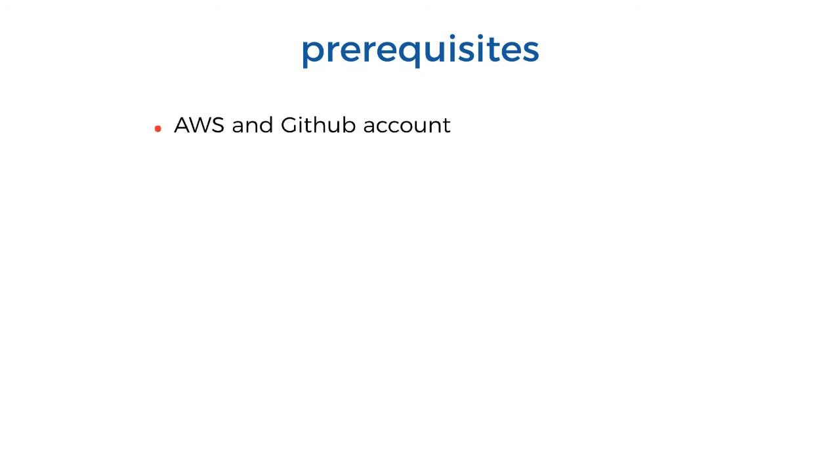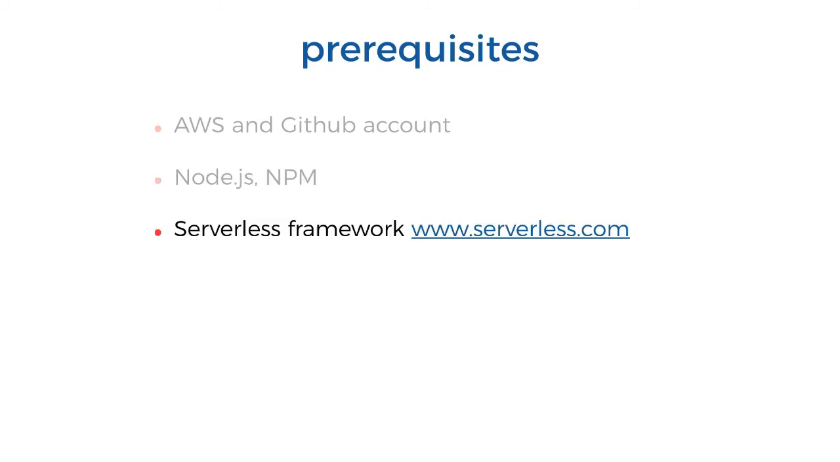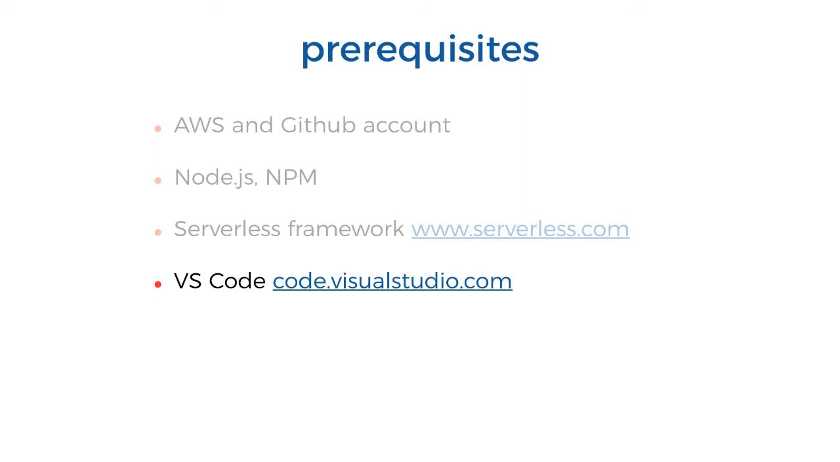To follow along with the demo and exercises, you need an AWS account as well as a GitHub account. You also need to install Node.js, NPM, and the Serverless framework, which you can install by going to www.serverless.com and following the instructions there. And in terms of IDE, I'll be using Visual Studio Code in all of my demos. So if you want to follow along exactly as I do, then you can install Visual Studio Code for free at code.visualstudio.com.